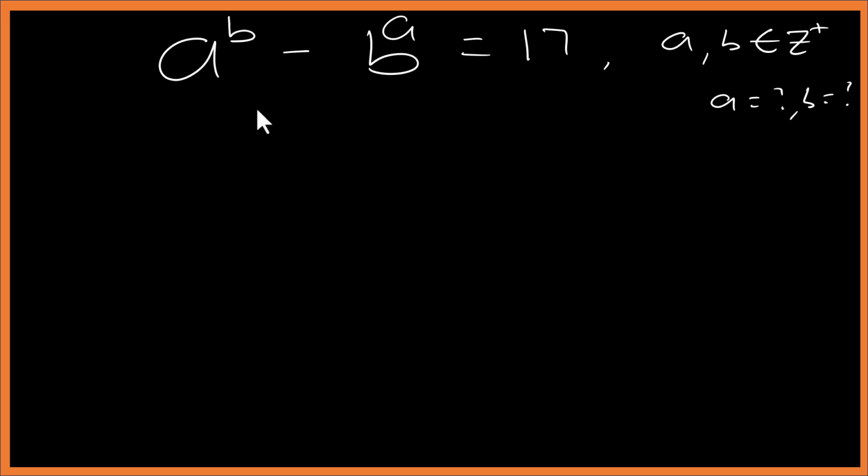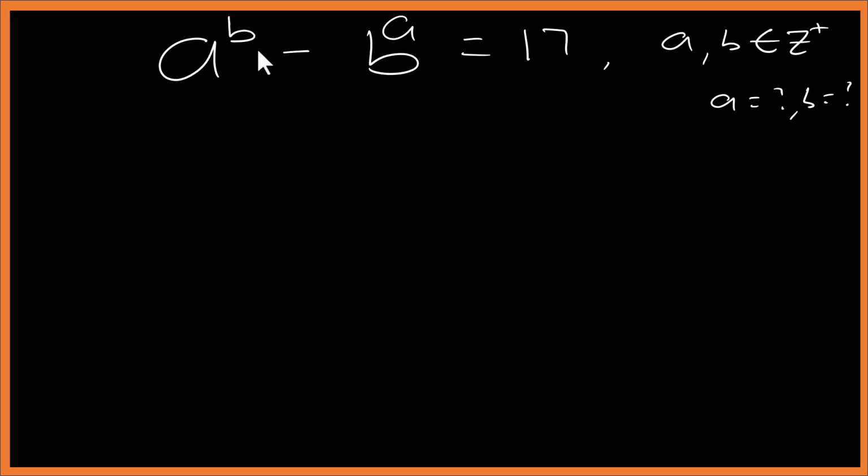Now let's see how we can provide a solution to this problem. We are given a^b minus b^a equals 17. Now, x to the power 1 is the same as x, and we can write 1 as 2 over 2 or 3 over 3. So we've done nothing. Before we can solve this question, we need to support the powers here.